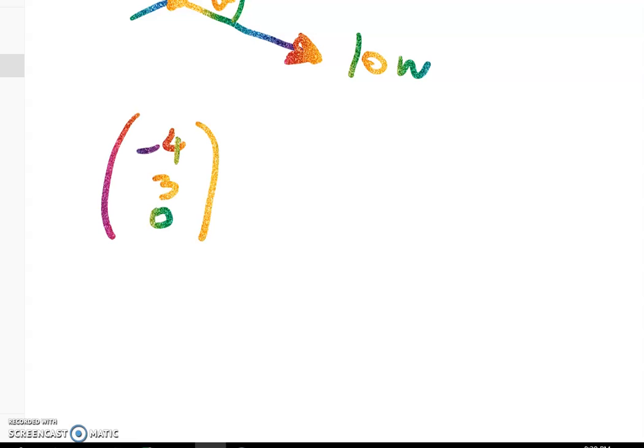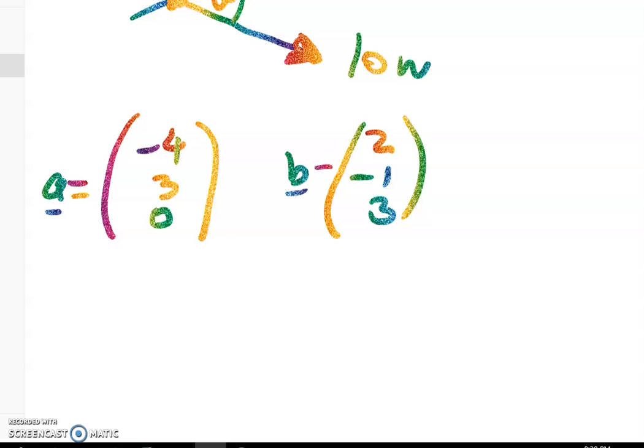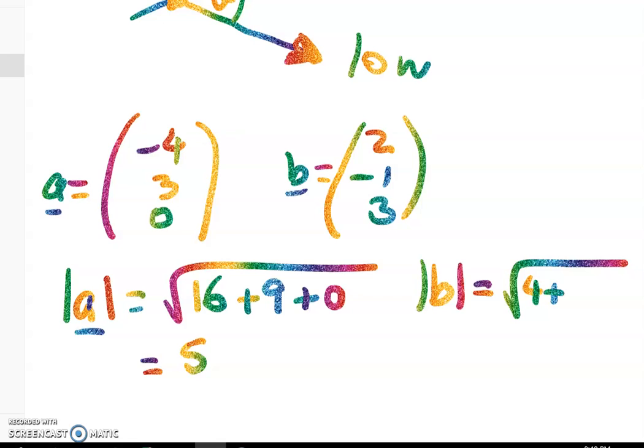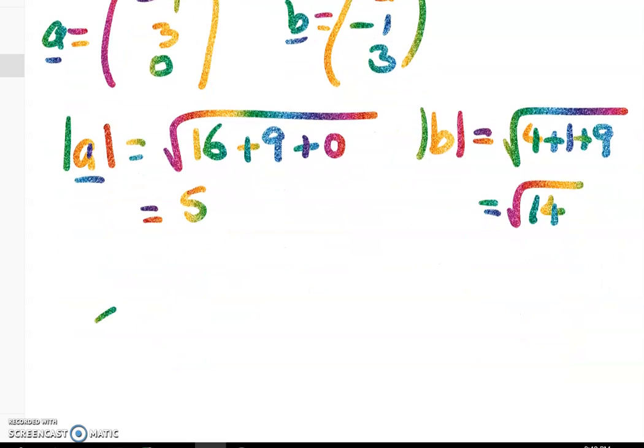So we might as well start by finding their magnitudes. We'll call this one A and this one B. The magnitude of A is the square root of 16 plus 9 plus 0, so that's the square root of 25, which is 5. And then the magnitude of B is the square root of 4 plus 1 plus 9, which is the square root of 14.